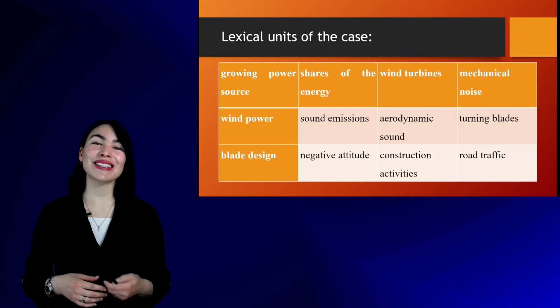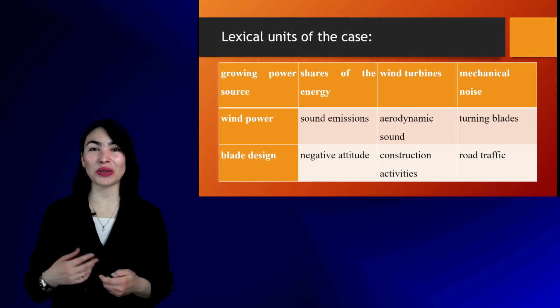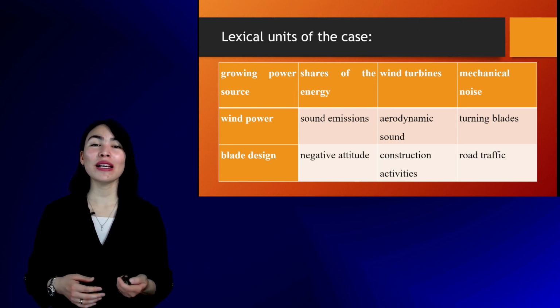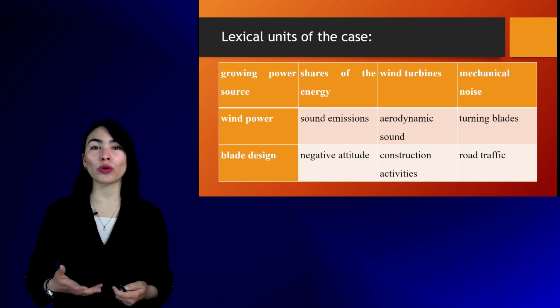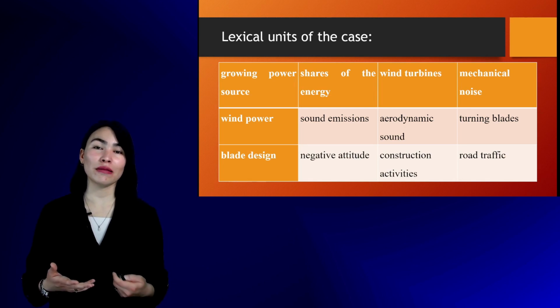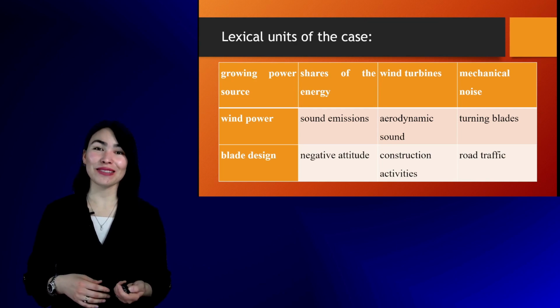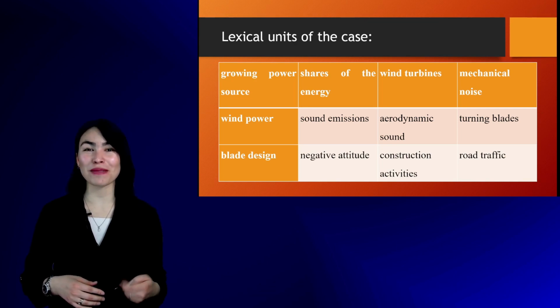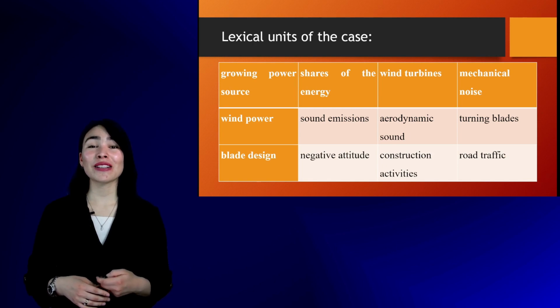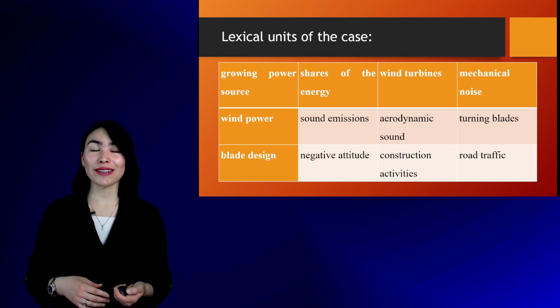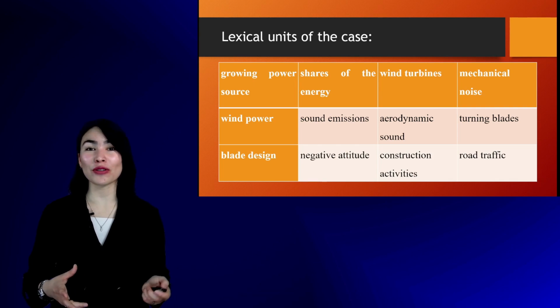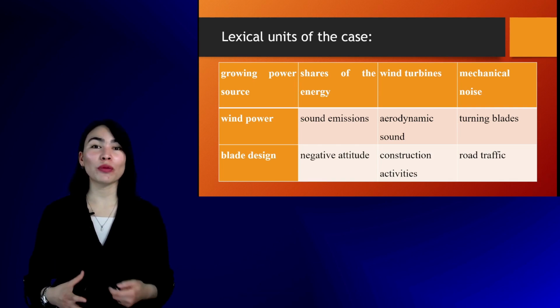Blade design. This is the design that connects with the blade. Today, in our modern world, the design of the blades is becoming more complex and less sound-emitting. Negative attitude. That's not positive. That's a bad attitude towards something. Construction activities. Construction activities are the building activities. Road traffic. This is when there are lots of cars and they cannot move around. This is road traffic.